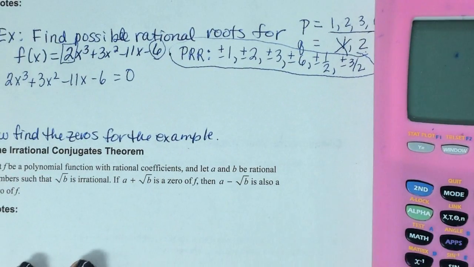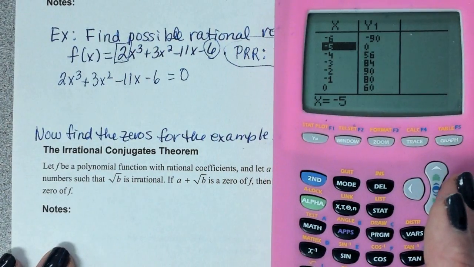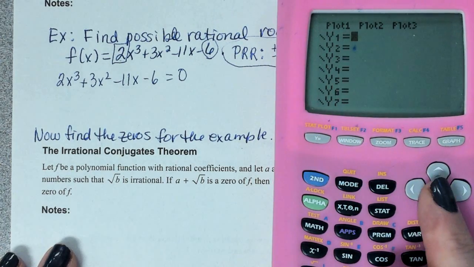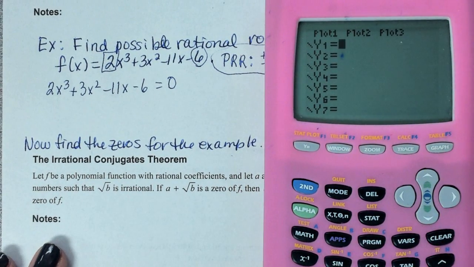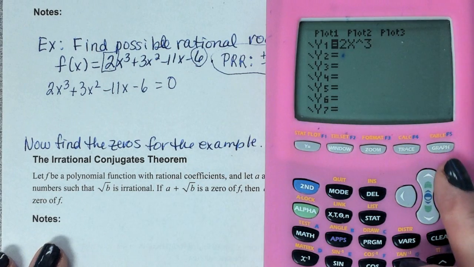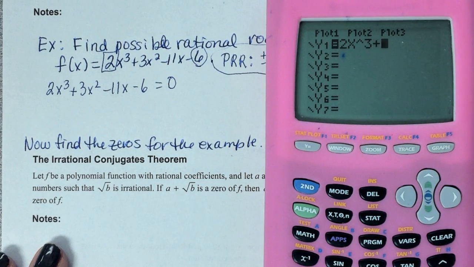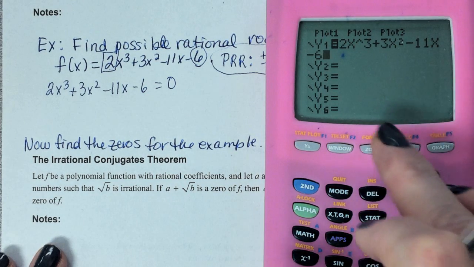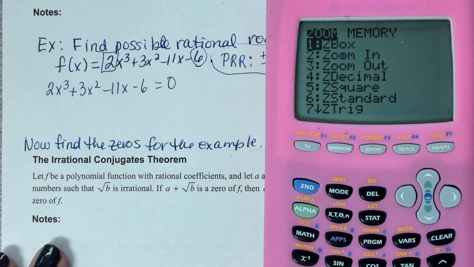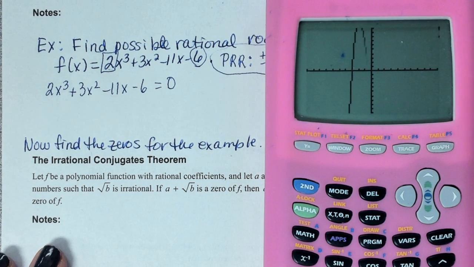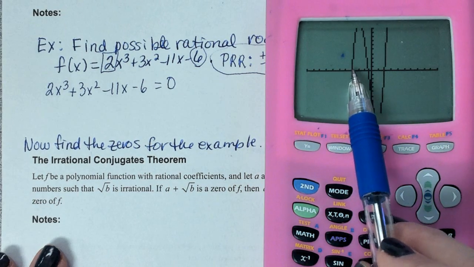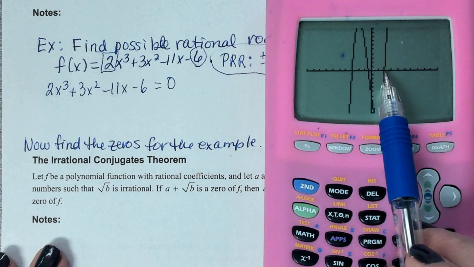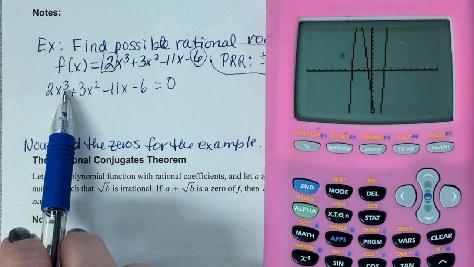So we're going to use our graphing calculator to help us. Go to y equals, and let's type in 2x to the third plus 3x squared minus 11x minus 6. We can do a zoom 6. Here's the way it looks. How many zeros do we see here? Is that how many we should see?